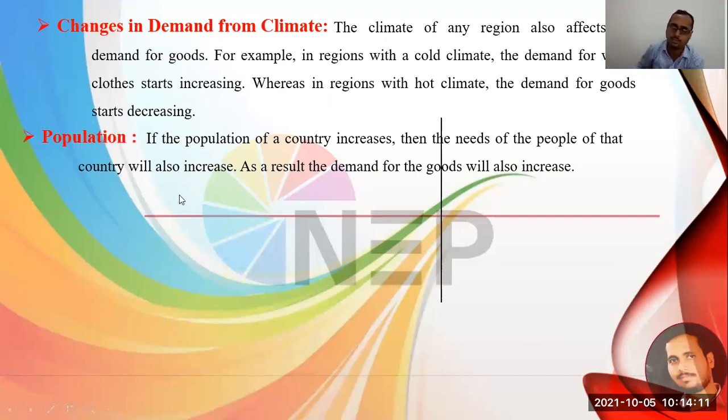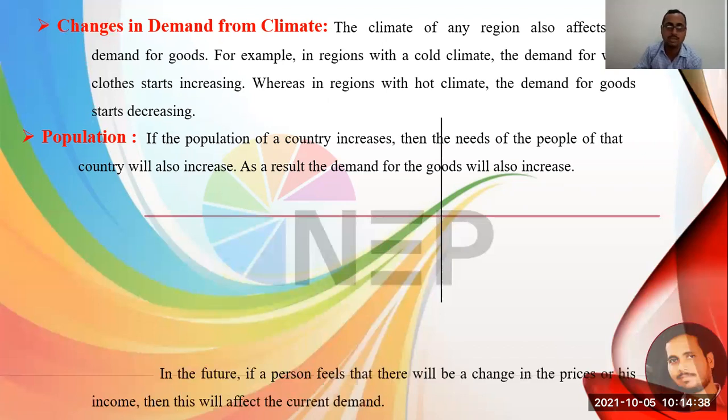Now the population, students. If the population of a country increases, then the needs of the people of that country will also increase, because with a greater number of people, the demand is also increased. As a result, the demand for goods will also increase. Then the producer will produce more of the commodities for supply.